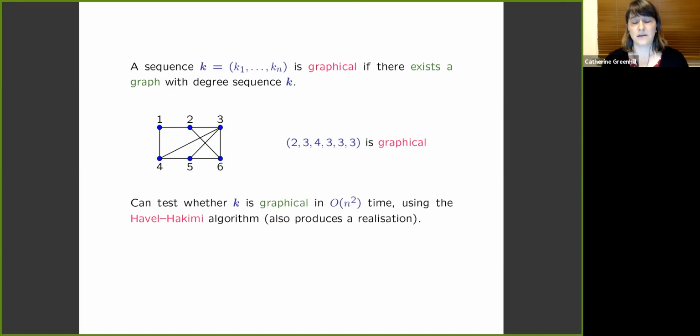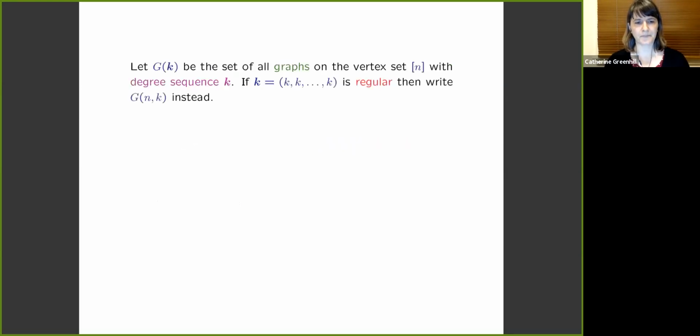Given a sequence, we can test whether it's graphical quickly using the Erdős–Gallai conditions or the Havel–Hakimi algorithm, which also gives you a realization. Okay, so for a graphical sequence k, we can let G(k) be the set of all graphs with the given degree sequence, so on the vertex set 1 up to n. And if k is a regular sequence, we'll just write G(n,k) to emphasize that it's regular.